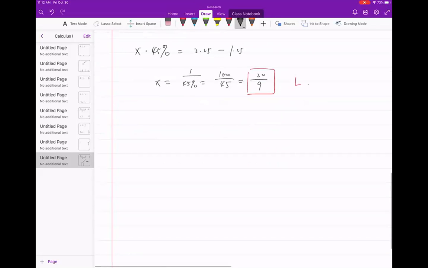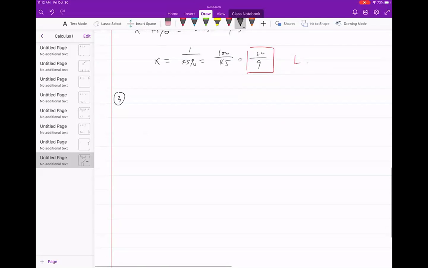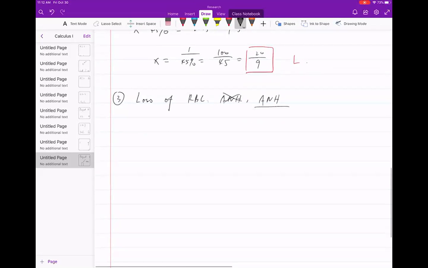All right, so number 3. Basically calculate the loss of RBC for twice. Okay, step 1, when you don't do ANH, how much red blood cell do you lose? Number 2, with ANH, how much blood cell do you lose? We're hoping for when you add in ANH, you lose less. Otherwise, you're not saving people, you're hurting people. Sounds good?